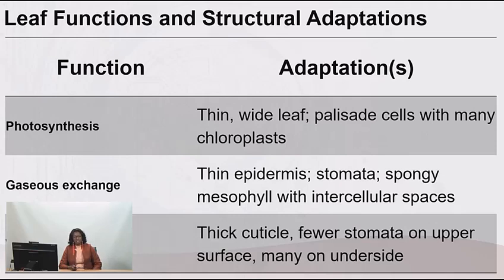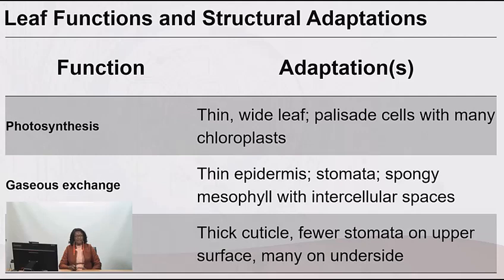The thick cuticle, the fewer stomata on the upper surface and many on the undersurface of the leaf are the ones that are responsible for water regulation. Let's do a recap. The function of the leaf is for photosynthesis, for gaseous exchange, and for water regulation. And the leaf is adapted to perform each of the functions.